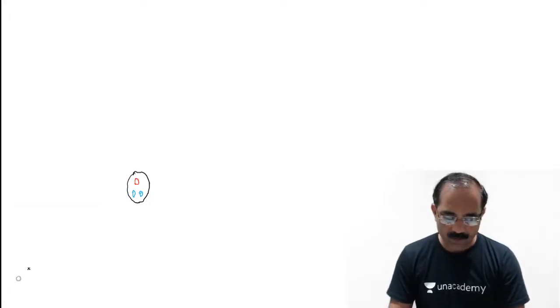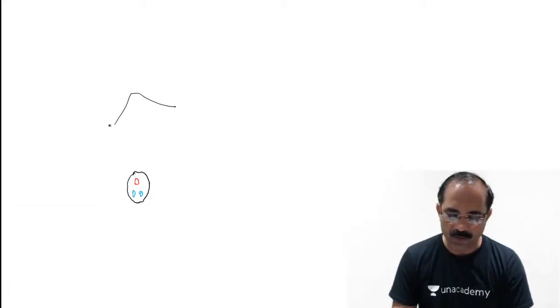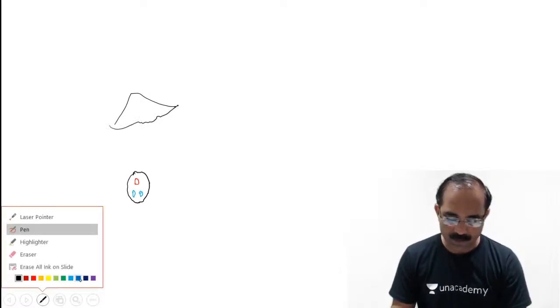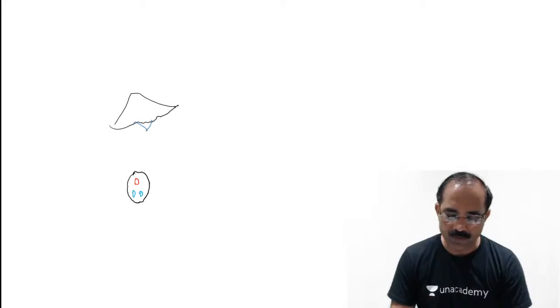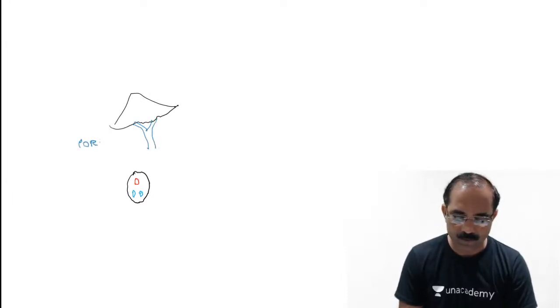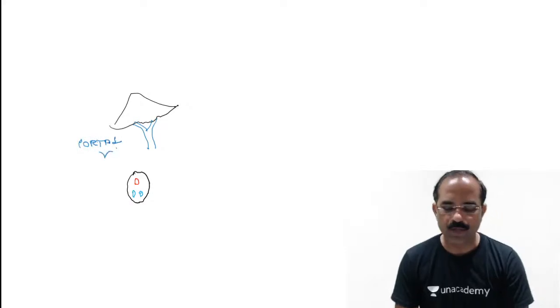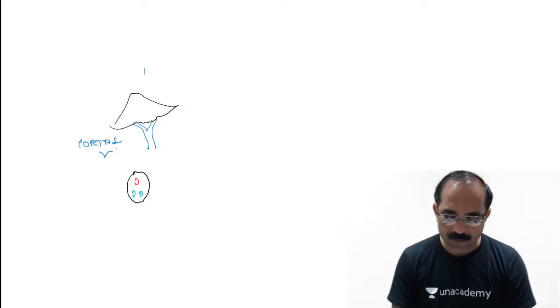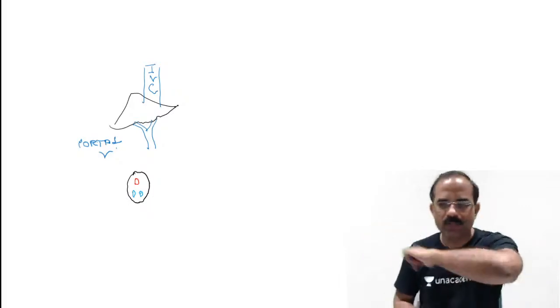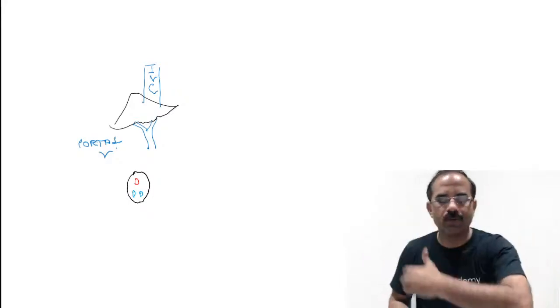Now this umbilical vein goes and joins with what? Ye maine liver banaya. This I made as the liver, and this is something in the liver that I'm drawing for you. What is this? That's the portal vein. And there's a big vein coming from the liver. What is this? That's an IVC. Here I begin for you, students, the fetal circulation, a very important topic for you.